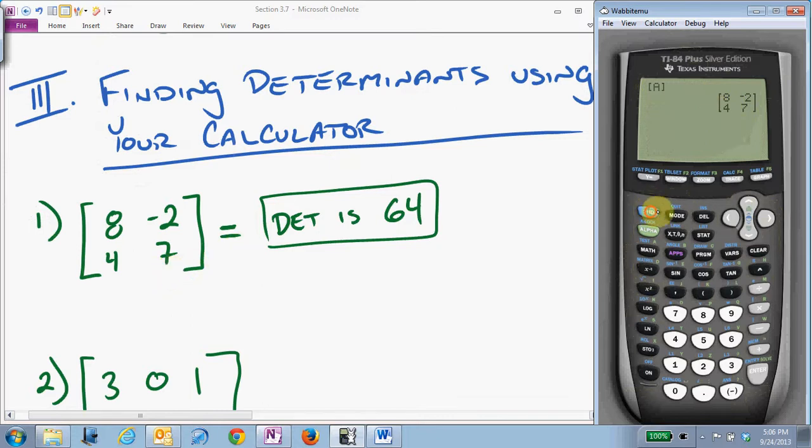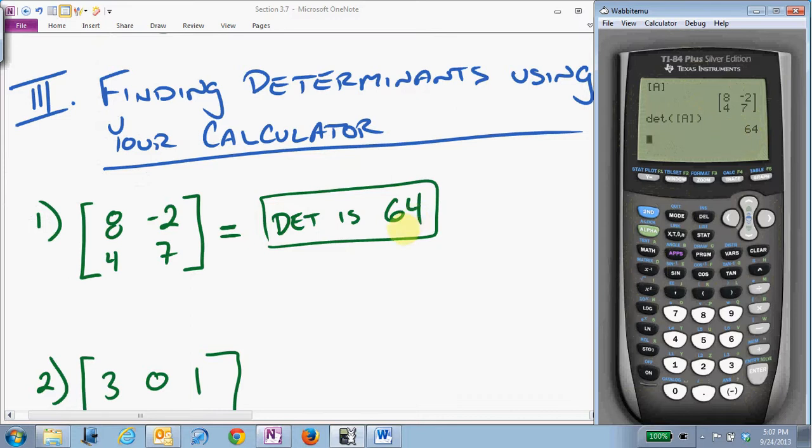So let's find the determinant. Second, x to the negative first power. I'm going to arrow over to the math screen, and the number 1 is DET, which stands for determinant. I'm going to hit enter, and now I need to tell the calculator which matrix I want it to find the determinant of. I'll go back into the matrix screen, choose matrix A, and close my parentheses. So I'm going to find the determinant of matrix A. When I hit enter, it's 64.